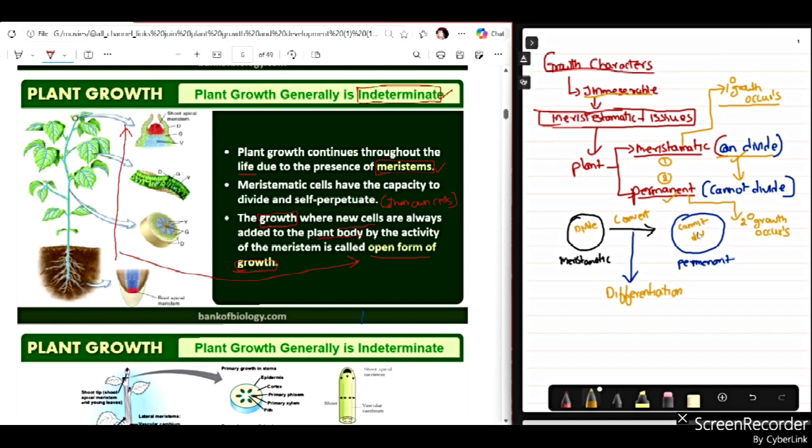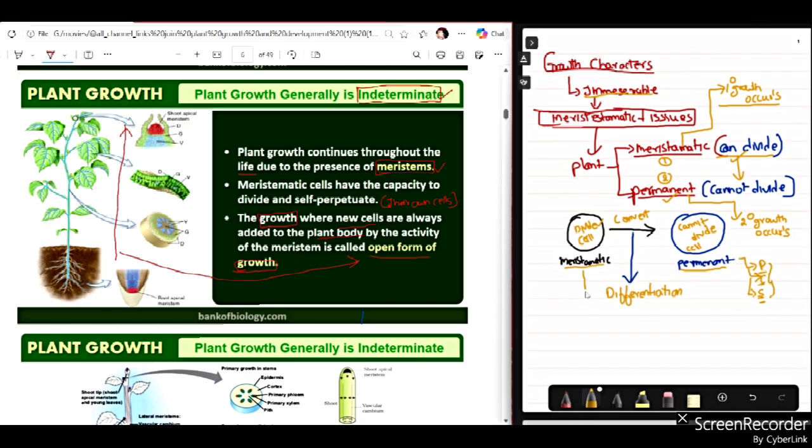These cannot divide. So when the cells, this is a cell, this is a cell, and this is also a cell. If it has the capacity to divide, then it is called a meristematic cell, and if it does not have the capacity to divide, then it is called a permanent cell. Examples of permanent cells, which you already know: P, C, and S. What is meant by PCS? P means parenchyma, C means collenchyma, S means sclerenchyma. These are the permanent cells.